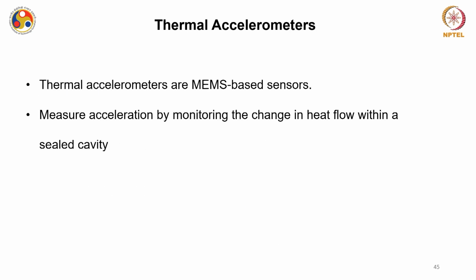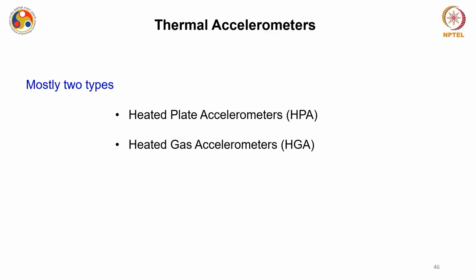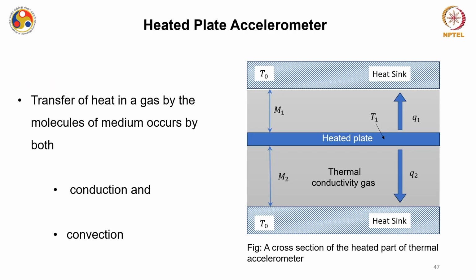Mostly these thermal accelerometers are of two types. One is the heated plate accelerometer, which we call HPA, and another kind of device is HGA, which is known as the heated gas accelerometer. In today's lecture, we will see what a heated plate accelerometer is. We will take up the HGA, or heated gas accelerometer, in our next class. So let us see what HPA is.